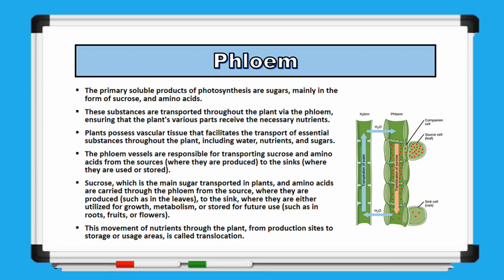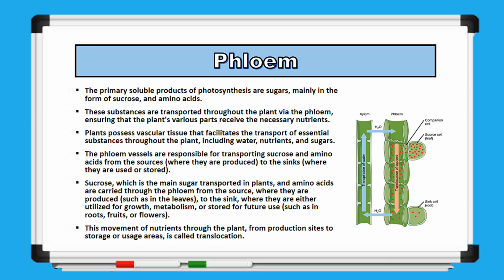The main soluble products of photosynthesis are sugars, mostly in the form of sucrose, and amino acids. These are the plant's transportable nutrients. They move through a special tissue called the phloem, which makes sure every part of the plant gets what it needs. Plants have a vascular system that moves important substances around, like water, minerals, and sugars.